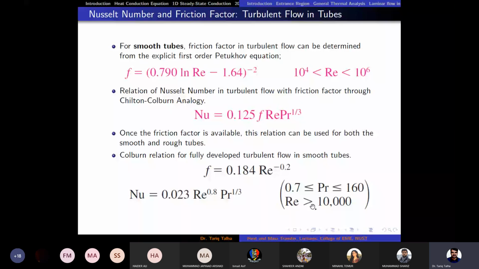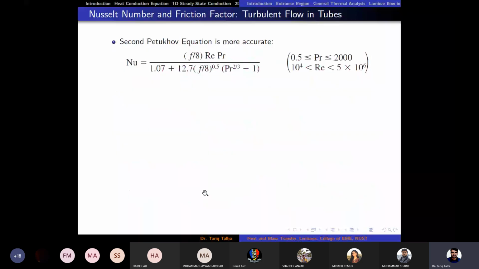This is a generic formula which we use, but we can also use a more accurate formula for the range of 10 to the power 4, which is 10,000, the transitional range basically, up to 5 million. So it is also covering the initial portion of the fully developed region. You can see that here the formula is a little bit difficult, but it would produce more accurate results for the Nusselt number.